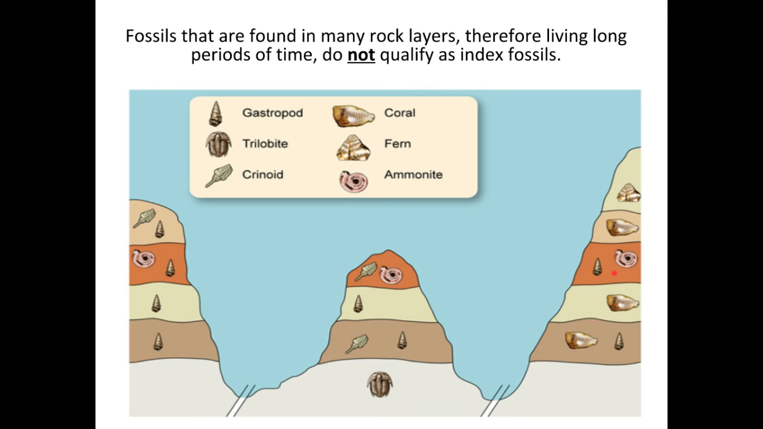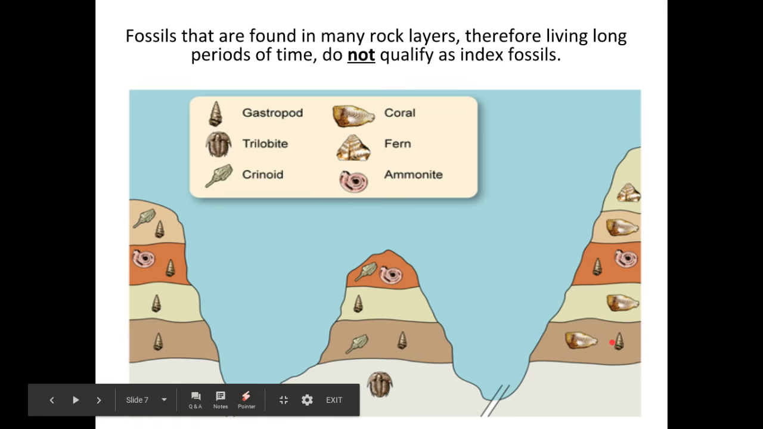And then according to the law of superposition, we can make inferences about the fossils around it, and also the fossils in the same rock layer. So I know that even though the gastropod lived over a long period of geologic time, I can make inferences that this particular gastropod, since it's in the same rock layer as this ammonite, must be approximately 65 million years old. And I know that this one is significantly older since it's in lower rock levels.